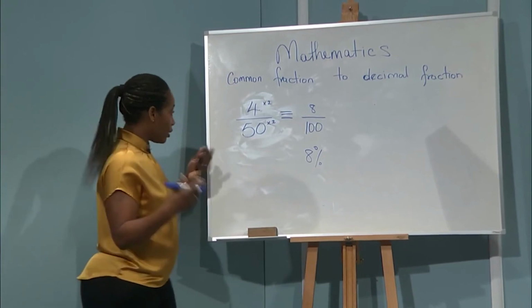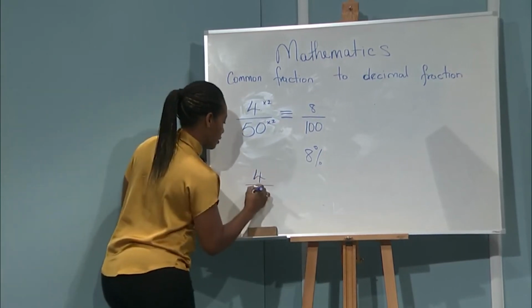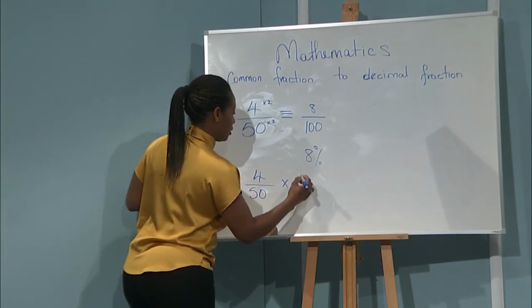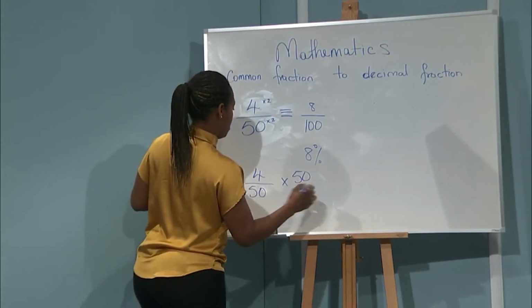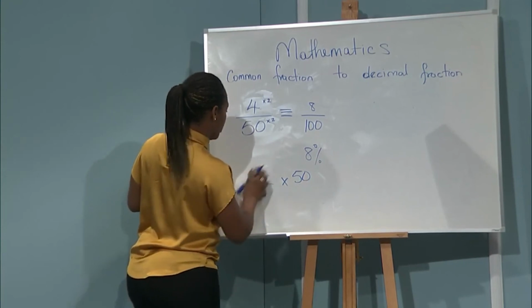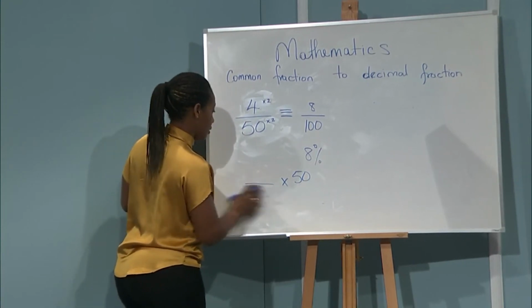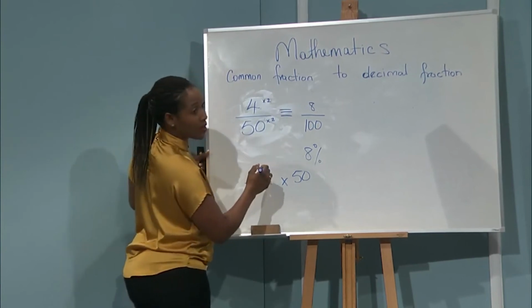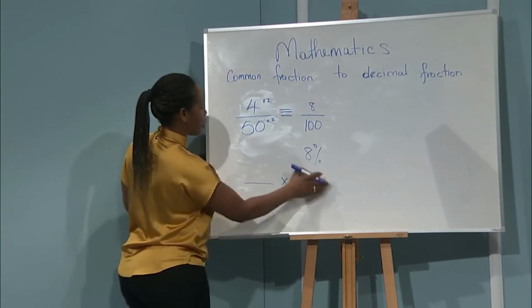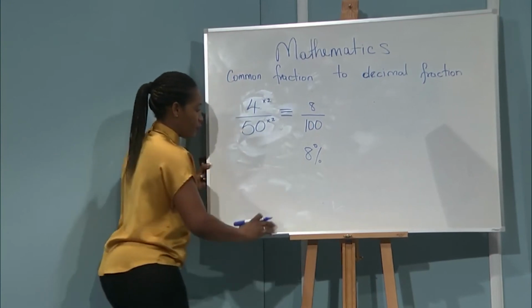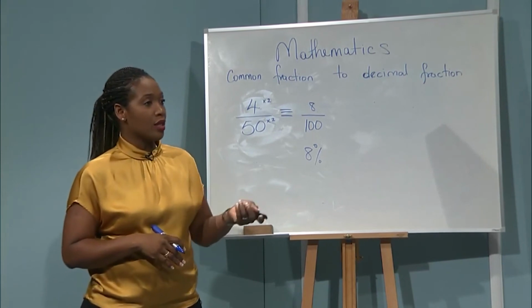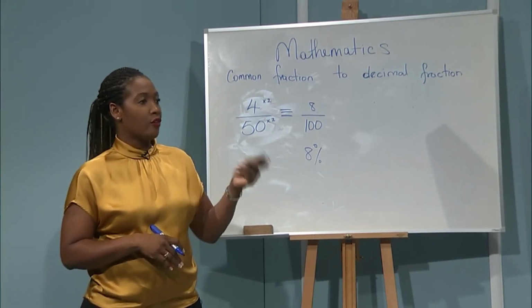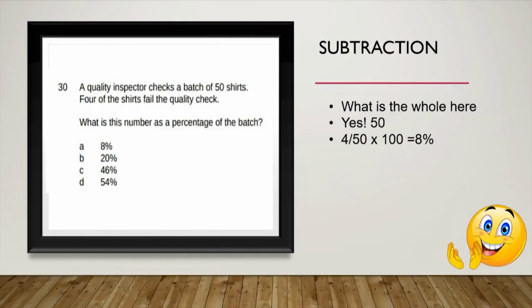Or we could have done 4/50th of, what was the whole? 50, right? We know it's 4 already, so it's 8%. So let's look at that. What's the whole here? 50 is the whole, yes. 4/50th multiplied by 100 gives us 8%, right? Option A.